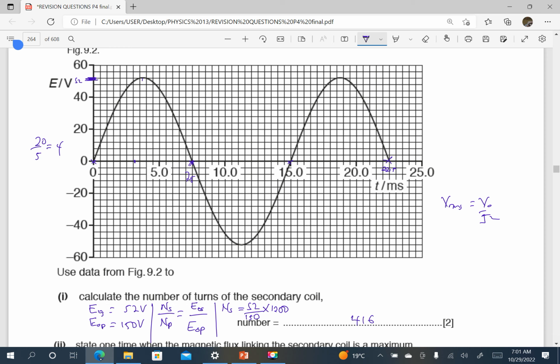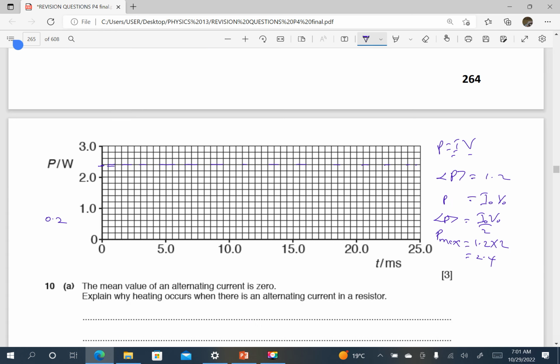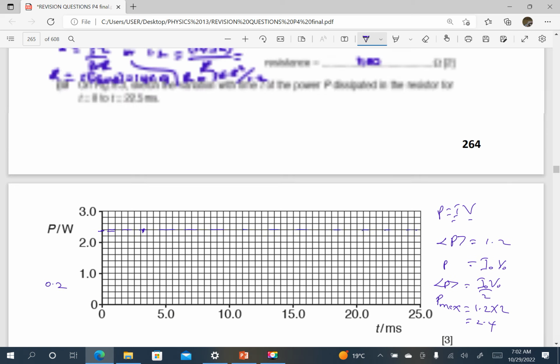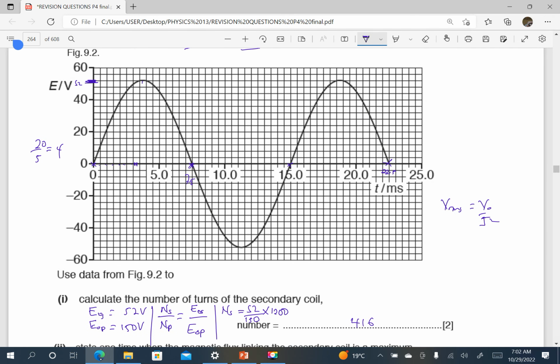V becomes maximum at 6.5. Of course, when V is maximum, the power is also going to be maximum. So somewhere here, I'll draw the peak. Then it becomes 0. It becomes 0 after another 6.5, I guess.